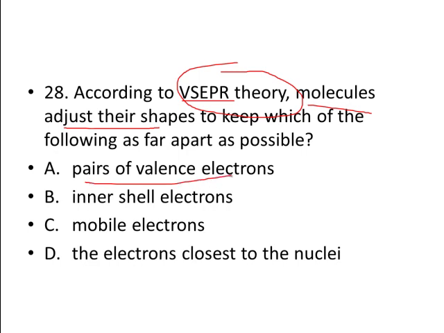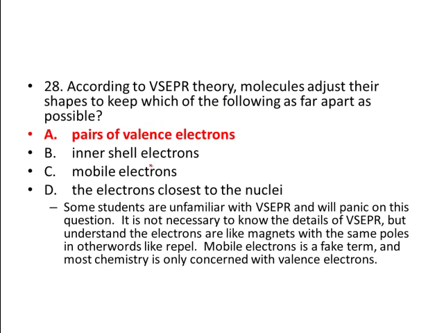Pairs of valence electrons, that looks like a good candidate. Inner shell electrons and the electrons close to the nucleus sound kind of the same, and since this is choosing the right answer, these are probably two that we could throw away. So we have a choice between mobile electrons and valence electrons. We haven't really covered mobile electrons. Yes, it's for metallic bonds per se, but it's really for molecules. We're always focusing on pairs of valence electrons, which is A.